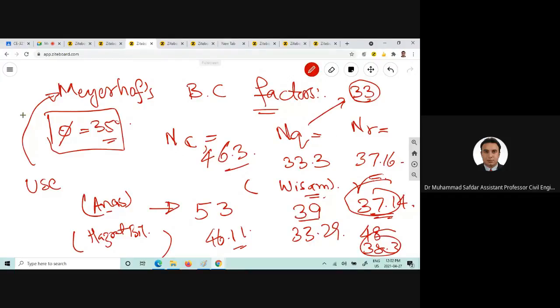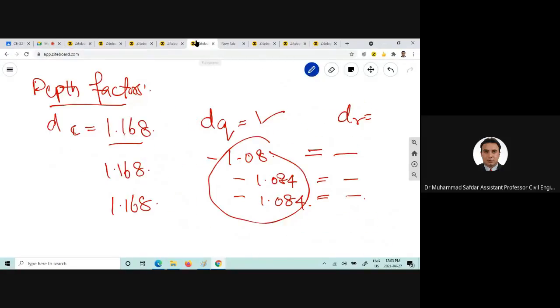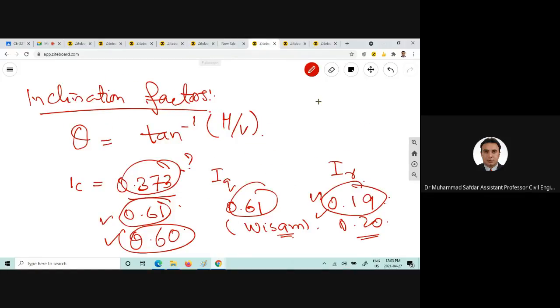I think we agreed on 33. Okay, we agreed with the NQ. So this term will be equal to 0 because C is equal to 0, so don't worry about it. NQ is 33 and N gamma you can use 37.14. Then we go to the depth factors. Shape factors are 1 and depth factors 1.168, 1.084, and 1.084 for D gamma as well. Now the inclination factors, I guess we agreed on 0.60 or 0.61, and 0.61 for IQ as well, and 0.19 or 0.20 for I gamma. So it's okay if you choose either.